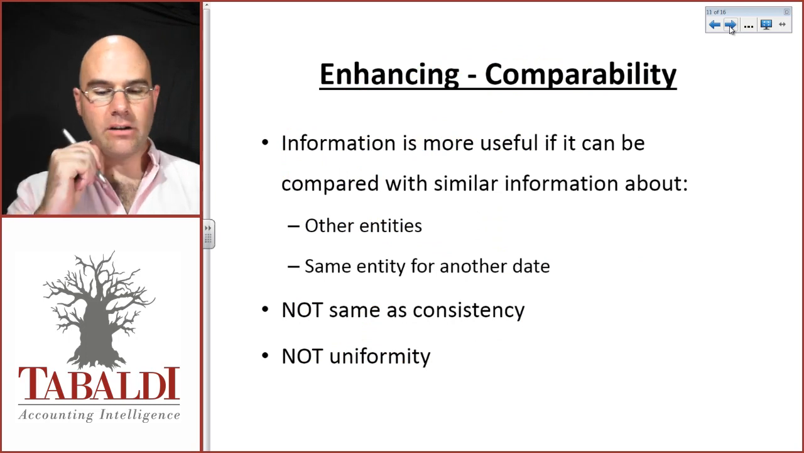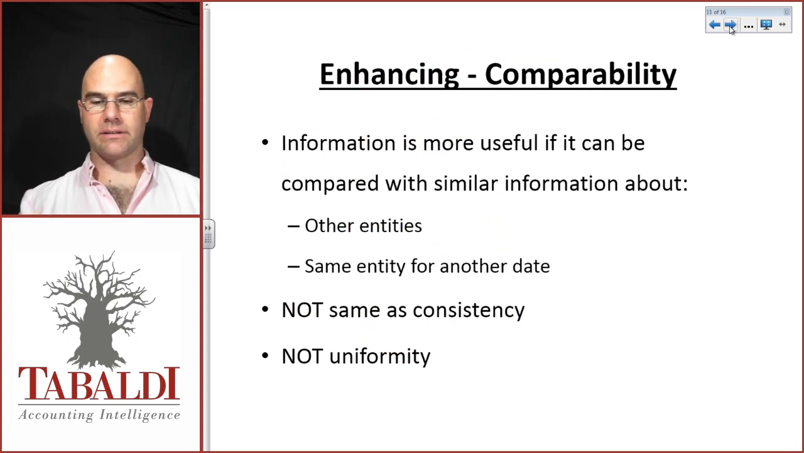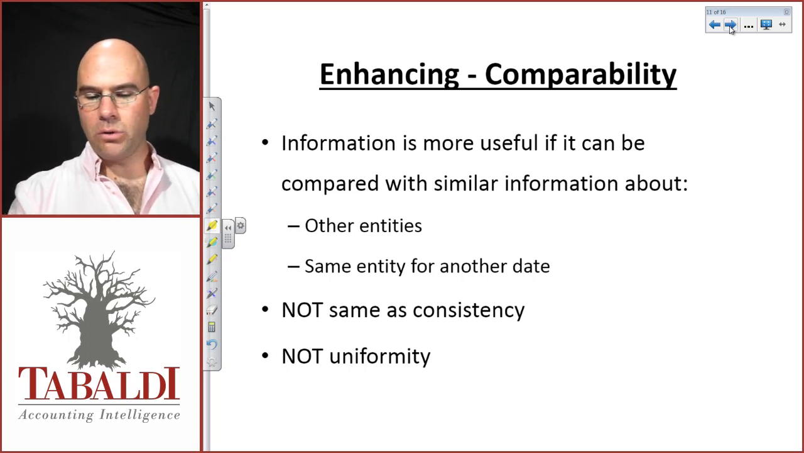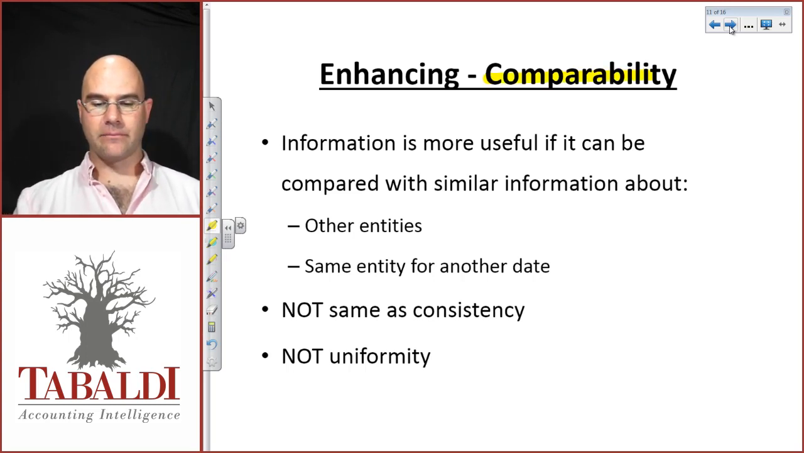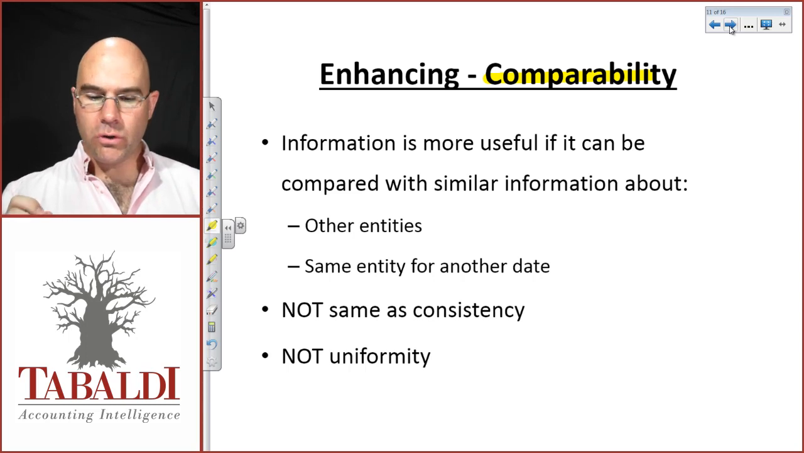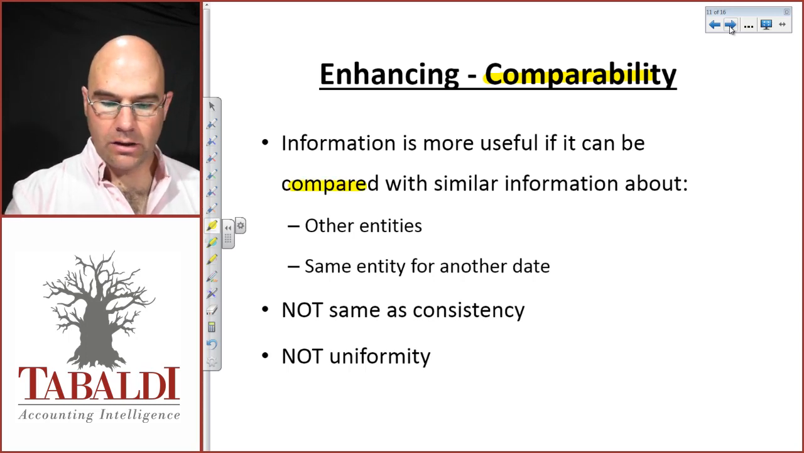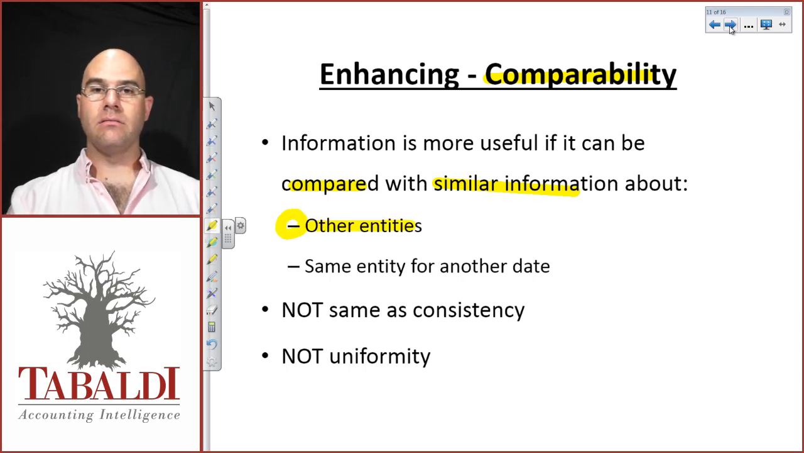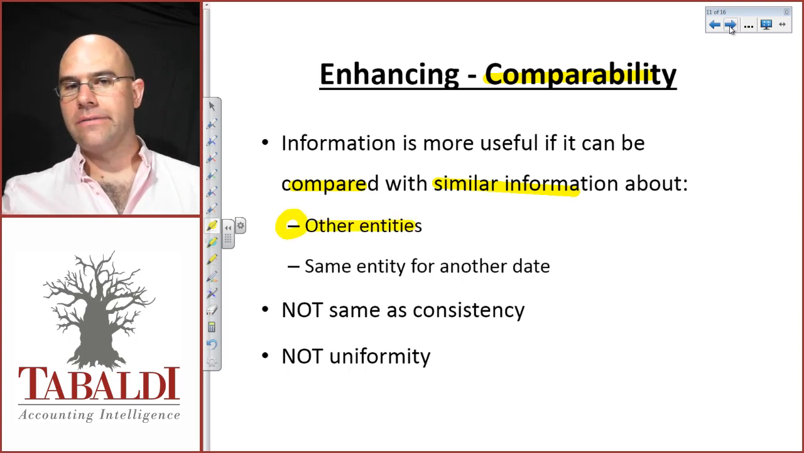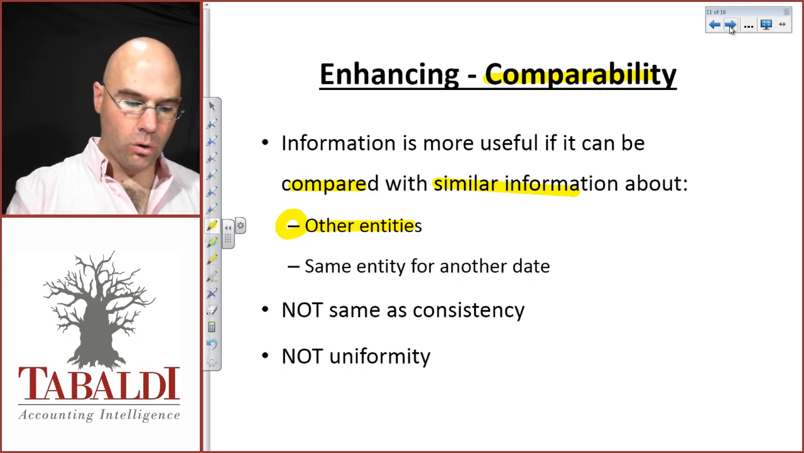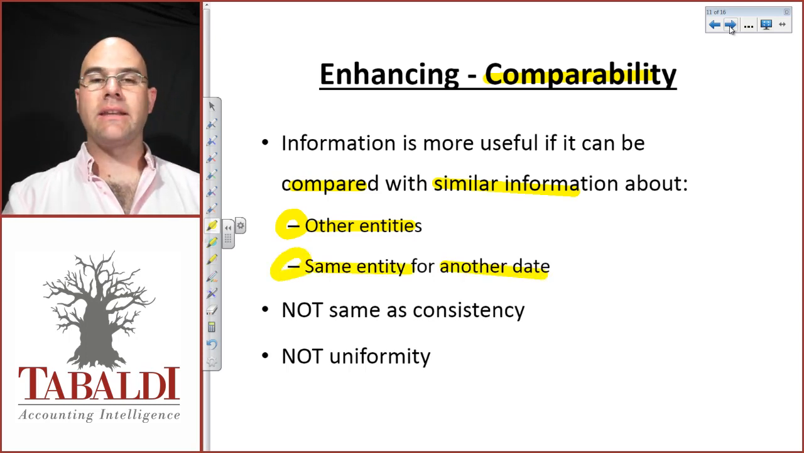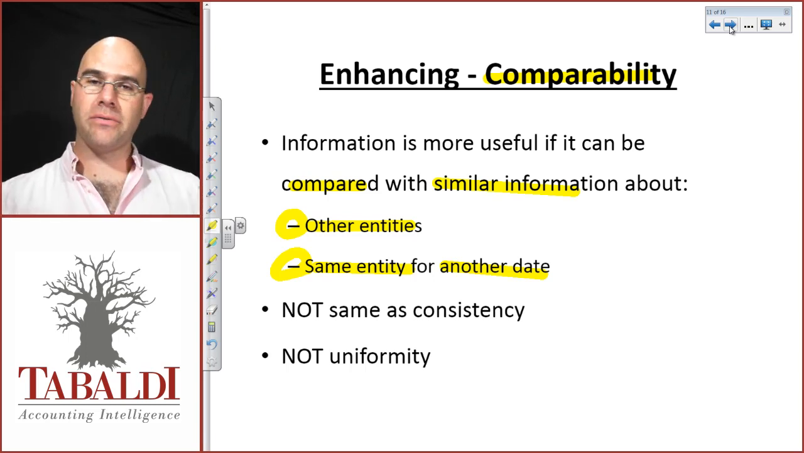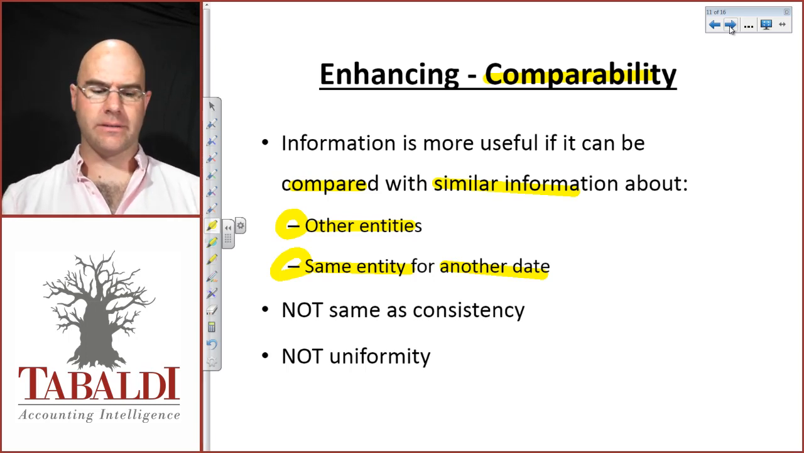Now onto the enhancing characteristics. Here I'm going to go a little bit quicker. These are quite straightforward. First of all, let's discuss comparability. Information is more useful if it can be compared with similar information about, first of all, other entities, so in the same year across 5 different companies, for instance, or for the same entity for another date. So maybe I need to look at the revenue figure for the same company for the last 5 years to work out forecasts and trends.